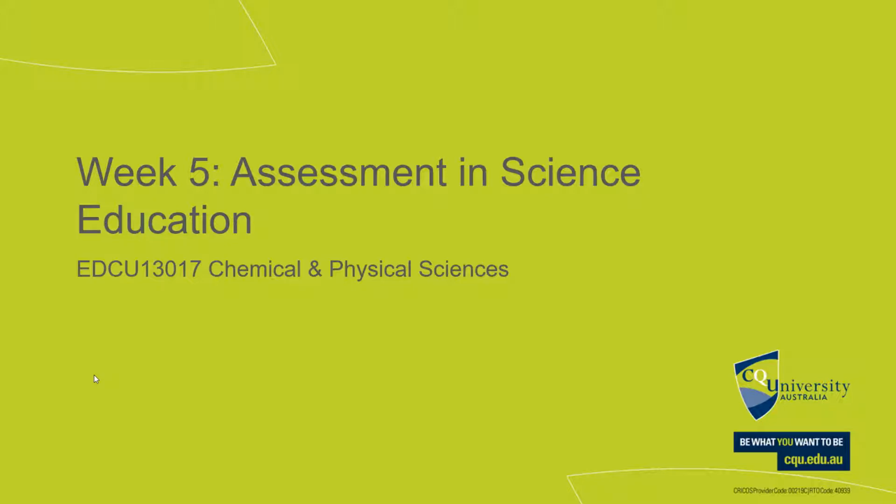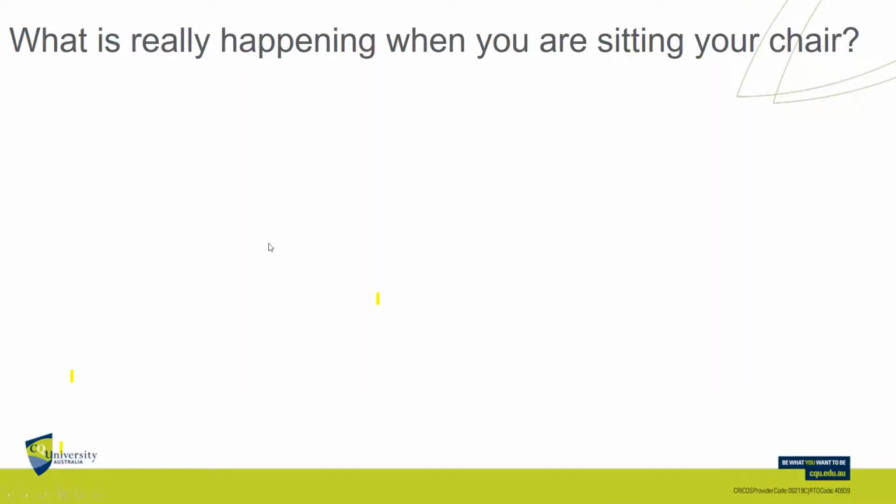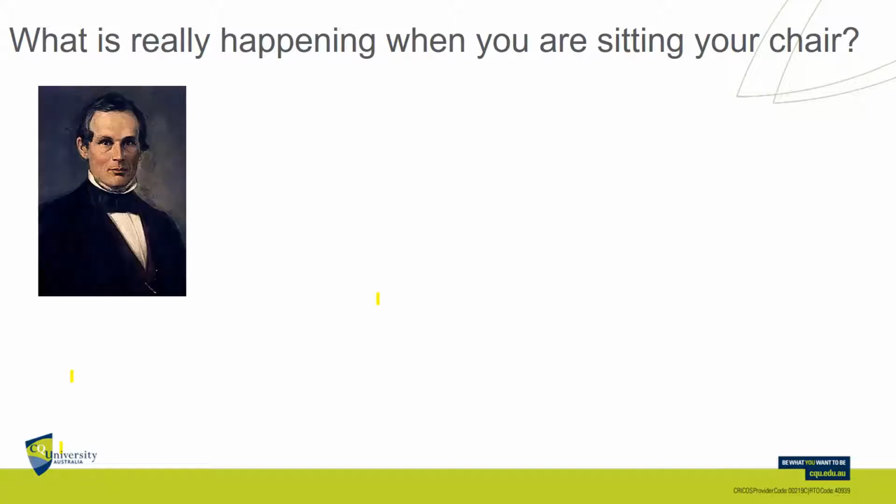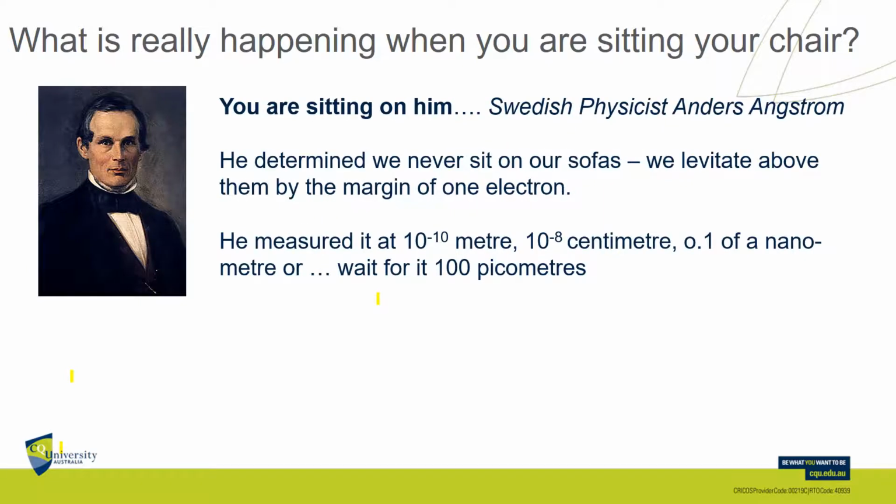Let's get started. Our topic this week is assessment in science education. So when we look at science education, let's begin. What is really happening from a science perspective when you're sitting in your chair? Well, Anders Angstrom, a Swedish physicist, had his own theory on this. We sit down, we think about comfort, we think about body contact, perhaps we can feel some bones and hips and the coccyx in there somewhere. But really Anders says, you're actually sitting on him. We're sitting on an angstrom, basically, which is the margin of 1 electron. We don't actually sit in our sofas, we levitate above them.